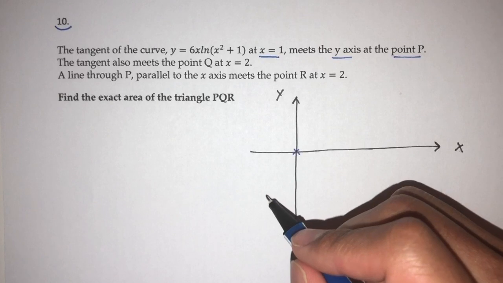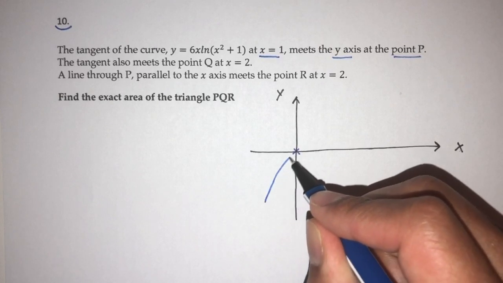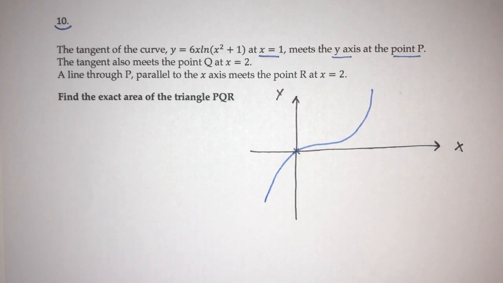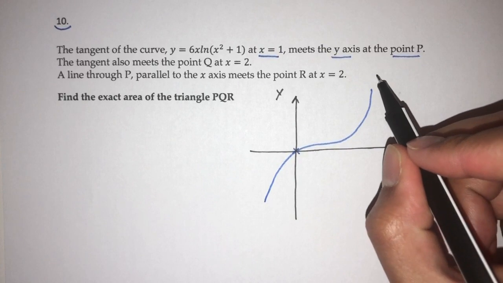I will just draw any shape. It just needs to be a curve. For example, it could be something like this. We don't need to know the exact shape of the curve. It just needs to be a curve. That's the idea right now. This is my curve y.